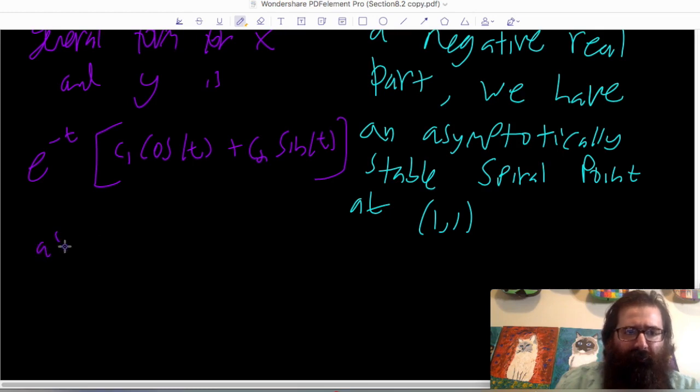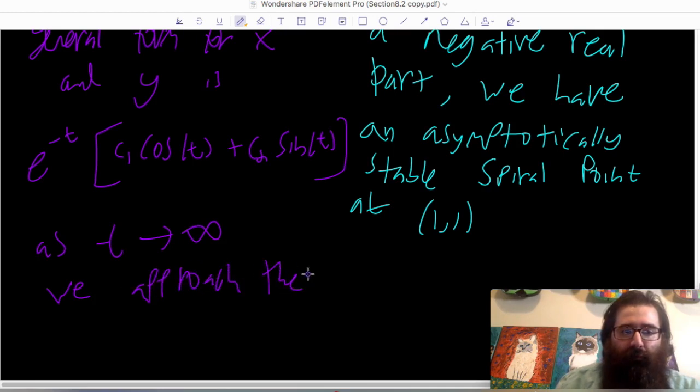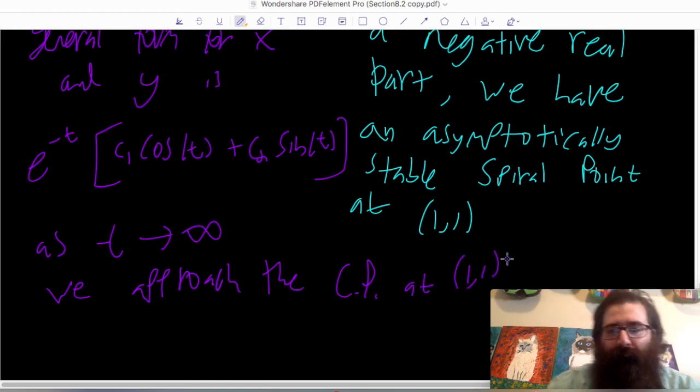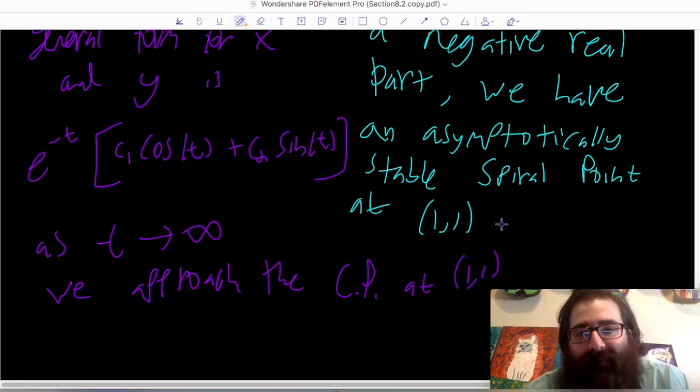So here we would say as t heads to infinity, we approach the critical point at 1, 1. So we're saying asymptotically stable spiral point, or a spiral sink, at 1, 1.